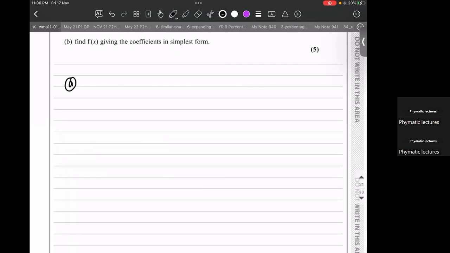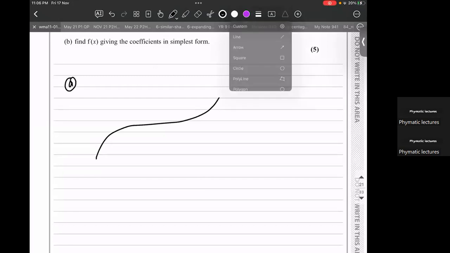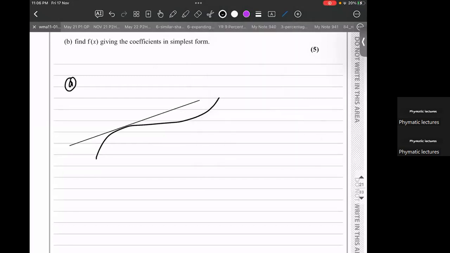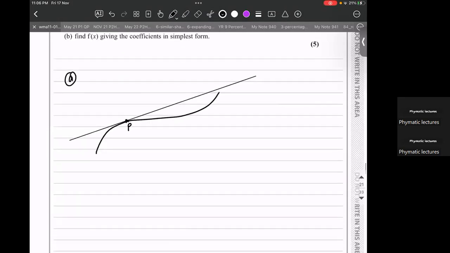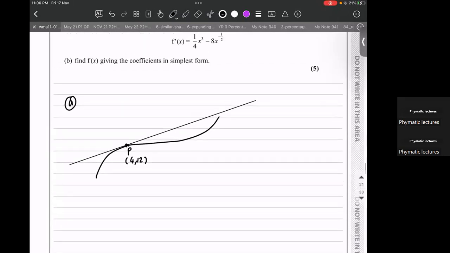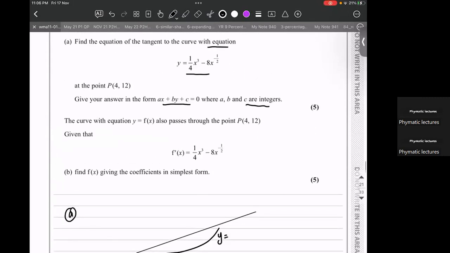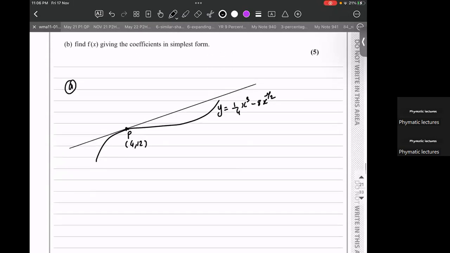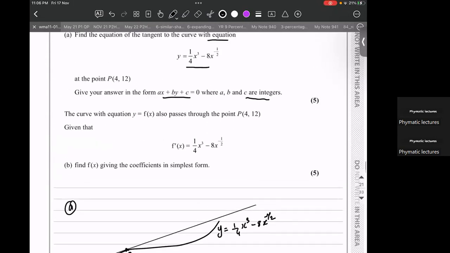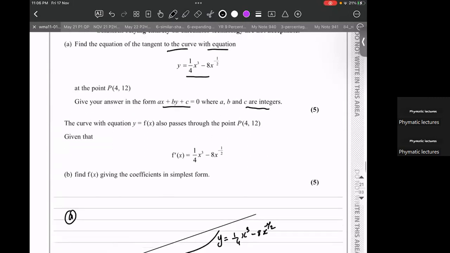So to answer this question, if we have a curve something like this, and we have one point, we need to find the equation of the tangent at the point P. The point P is 4, 12. So that means x coordinate is 4, y coordinate is 12. And what is the equation of this curve? 1 by 4 x cube minus 8x to the power of minus 1 by 2. Am I right? So they are asking to find the equation of the tangent.